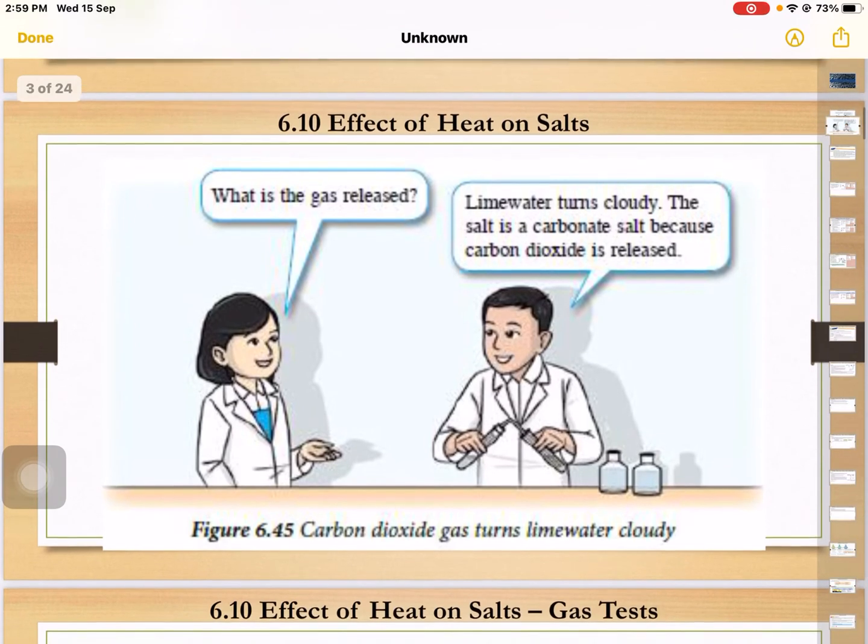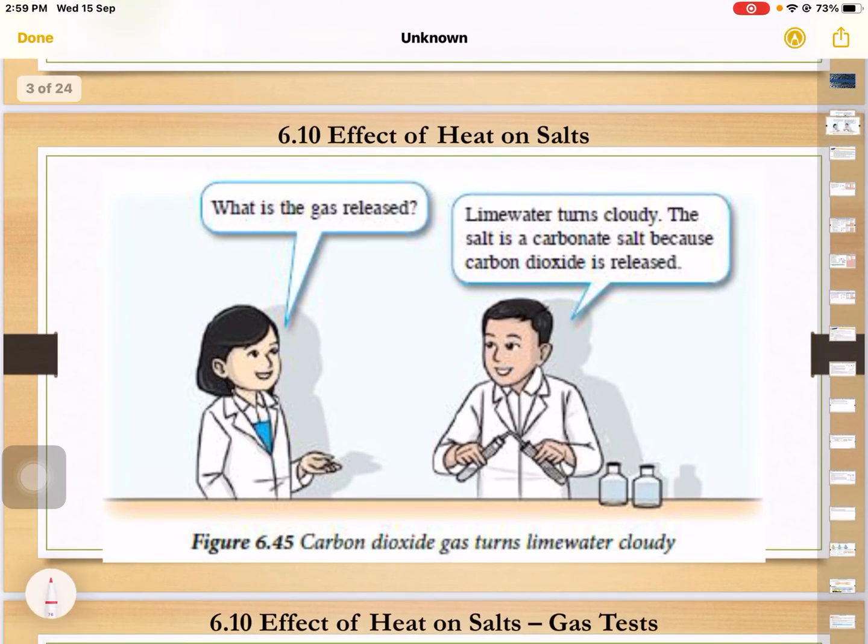Okay, firstly look at this conversation. This girl asked their member what gas is released, and he said the lime water turns cloudy. The salt is a carbonate salt because carbon dioxide is released. So, from this conversation, we found that carbon dioxide gas will turn the lime water cloudy. So, we can use lime water as a reagent to test the presence of carbon dioxide gas.